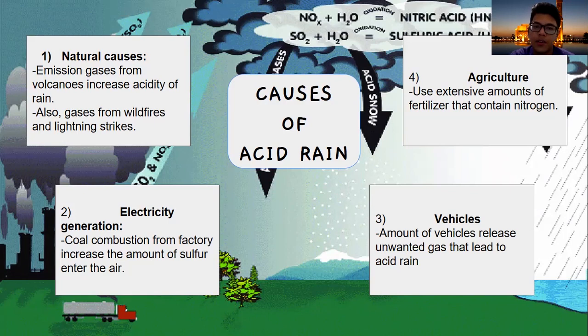And then the last cause of acid rain is agriculture. This is because farmers use an excessive amount of fertilizer in order to increase their crop yield. The fertilizer also contains nitrogen and other unwanted elements or compounds. So this will lead to acid rain. So that's all for my part. We will continue to the other part with my team.